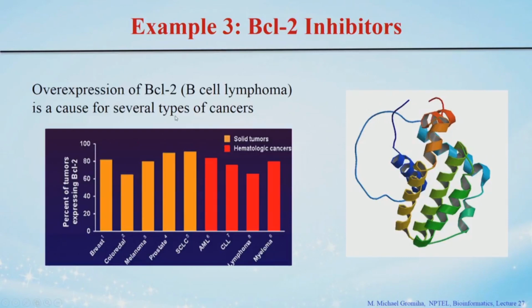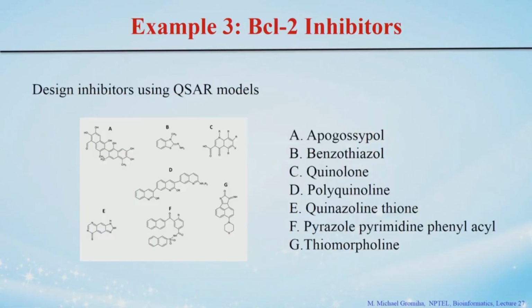This is also a cause for several types of cancers. In this graph, we see the different types of cancers, like breast cancer, colorectal cancer, prostate cancer and so on, and you can see the percentage of tumors which express BCL2. This is very high. So it is very important to identify lead compounds as inhibitors. This structure is mainly alpha helices, the structure of BCL2, and how to get these models.